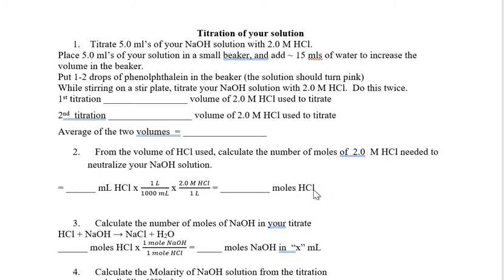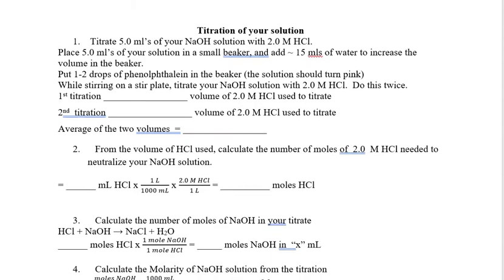Now that I know how many moles of hydrochloric acid it took, what I know is that I had 5 milliliters of my sodium hydroxide solution. And 1 mole of hydrochloric acid will neutralize 1 mole of sodium hydroxide. So if I want to know how many moles of sodium hydroxide were in that 5 mils, that's really simple. I just write down 0.019 moles of hydrochloric acid, and because it's a one-to-one relationship between hydrochloric acid and sodium hydroxide, this is also going to be 0.019 moles of sodium hydroxide.